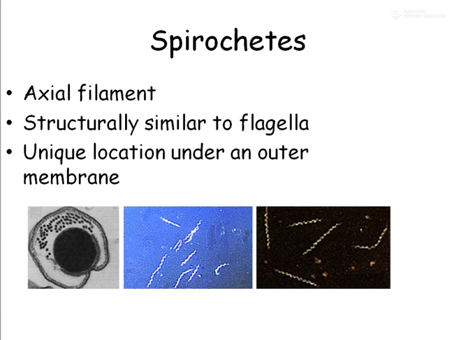Now this is the axial filament. You can see this is the spirochete, and within the spirochete itself there are some structures. These are called the axial filaments, and they enable the gliding motility.